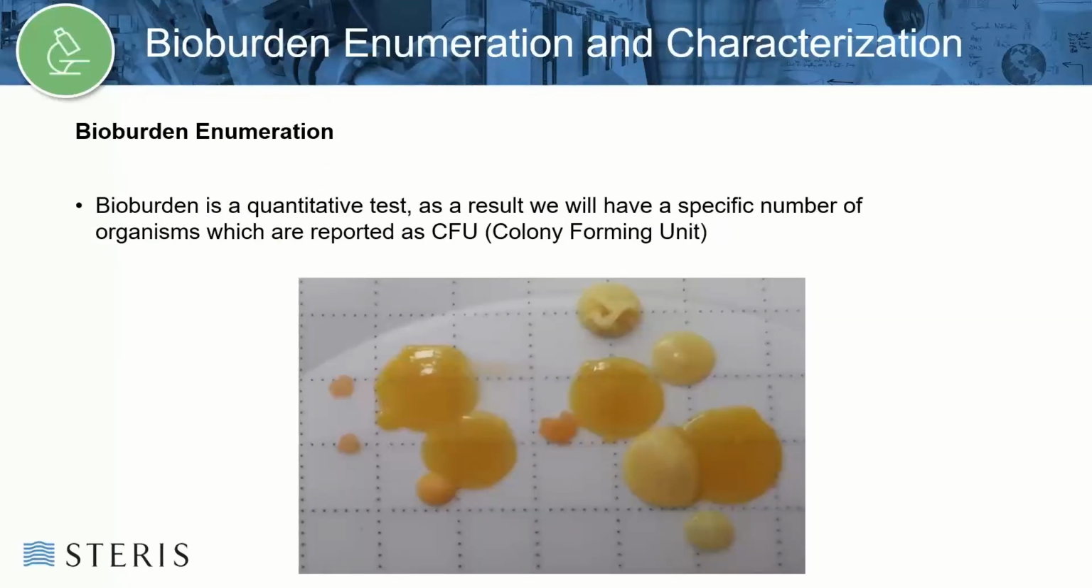Bioburden is a quantitative test. As a result, we will have a specific number of organisms which are reported as CFU or colony-forming units. Seen here in the picture, a number of different colony types. Each of these growths is considered a colony-forming unit.